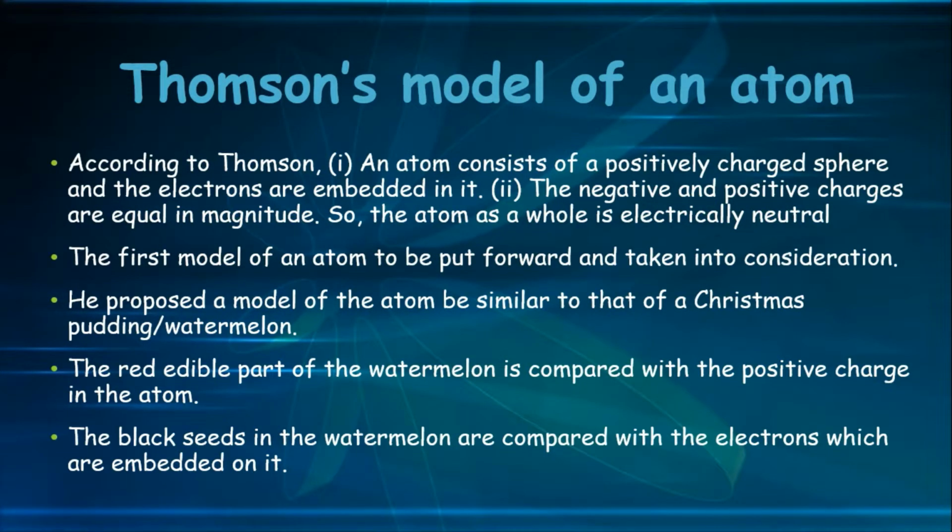Thomson's model of an atom. According to Thomson, first, an atom consists of a positively charged sphere and the electrons are embedded in it. And the second is the negative and positive charges are equal in magnitude, so the atom as a whole is electrically neutral. The first model of an atom to be put forward and taken into consideration. He proposed a model of the atom to be similar to that of a Christmas pudding or watermelon. The red edible part of the watermelon is compared with the positive charge in the atom. The black seeds in the watermelon are compared with the electrons which are embedded in it.